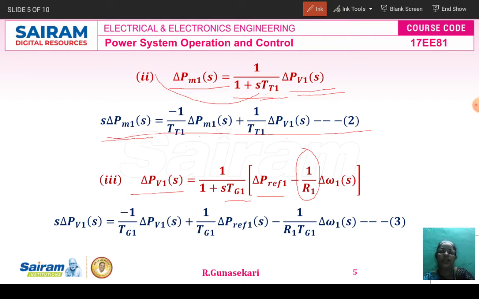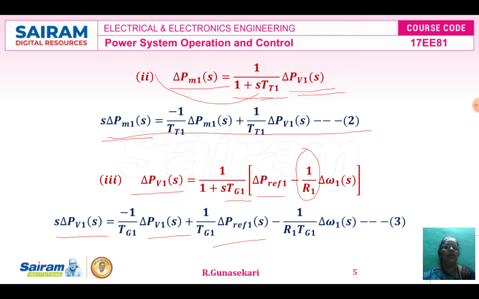We are getting s into del pv1 of s equal to minus 1 divided by tg1 into del pv1 of s plus 1 divided by tg1 into del p reference 1 of s minus 1 divided by r1 into tg1 into del omega 1 of s. This equation is 3. Okay, now the third case is done.